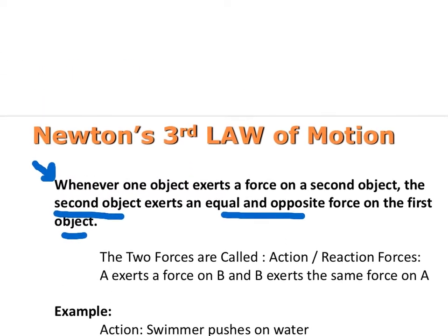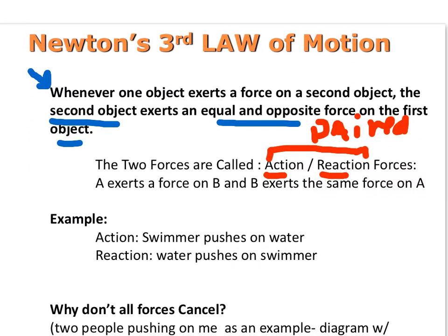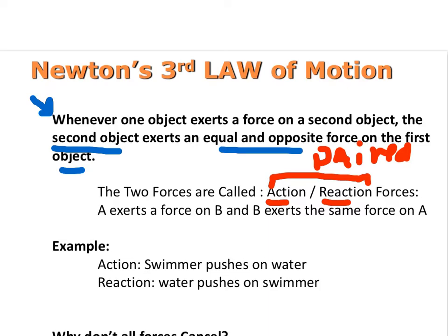Now, those two forces are called either action forces or reaction forces, and they're always paired. So they're always going to be paired up. One way to say it is A exerts a force on B, B exerts the same force on A. An example of this would be a swimmer pushing on the water and the water pushing on the swimmer.